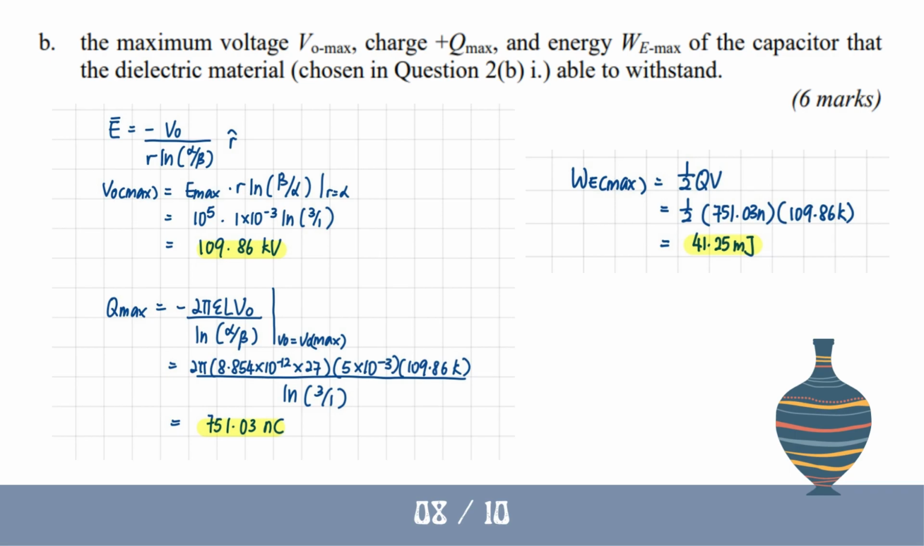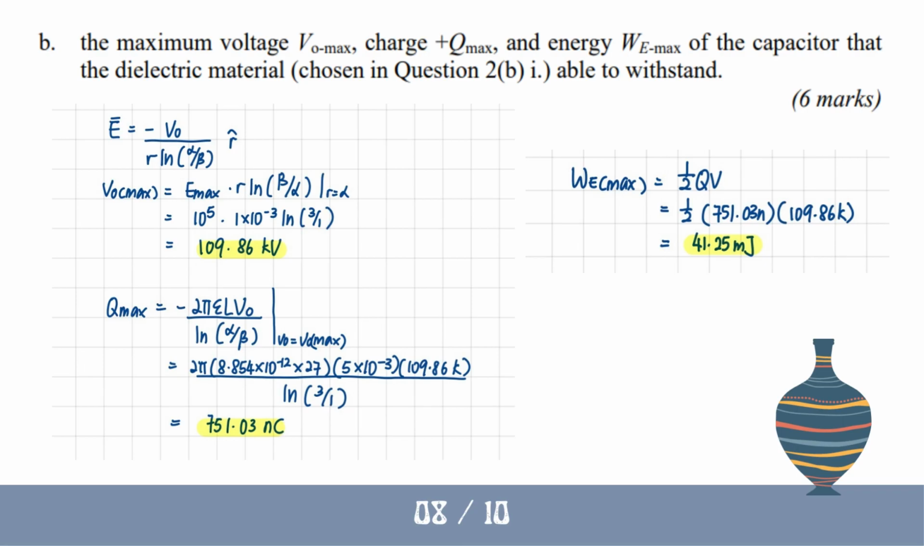Next is question 2b. This question asks to find the maximum voltage, maximum charge, and also maximum energy for the dielectric material that has been chosen in question 2a(i). To find V0 max, we rearrange the electric field formula E equal to negative V0 over r ln alpha over beta. We get V0 max equal to E max times r ln beta over alpha. We choose tantalum for the dielectric material, so the E max is equal to 10 to the power of 5. We substitute the values into the formula and we get V0 max equal to 109.86 kV.